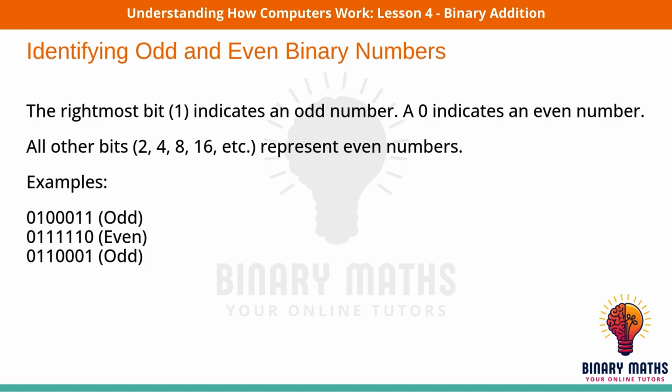Here are some examples of odd and even binary numbers. We can see the first example where we have 0, 1, 0, 0, 0, 1, 1. This ends with a 1, which will make it an odd number. The second set of digits that we have, 0, 1, 1, 1, 1, 1, 0. It ends with a 0, so it's an even number. And the last example that we have ends with a 1, so this will be an odd number.